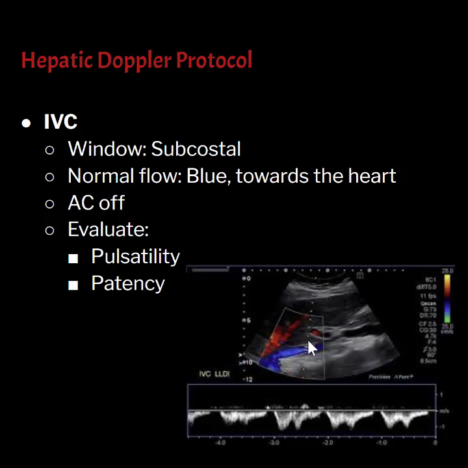In this image here, we can see the IVC elongated posterior to the liver. Again, we want to angle our vessel so we get a nice color fill, typically showing blue, as it goes towards the right atrium. The waveform that we should obtain then is typically very pulsatile as it is affected by the heart contractions.